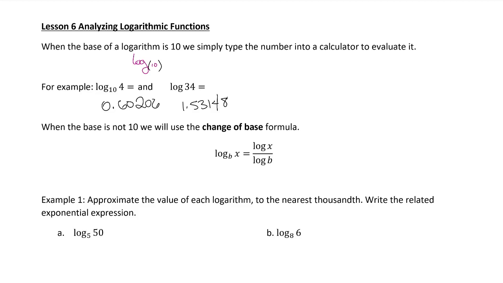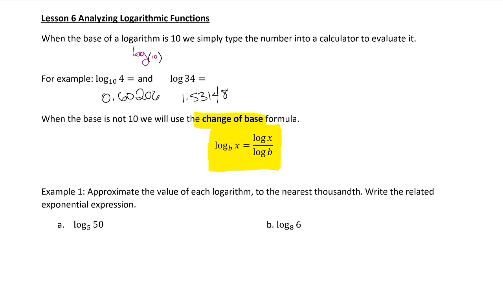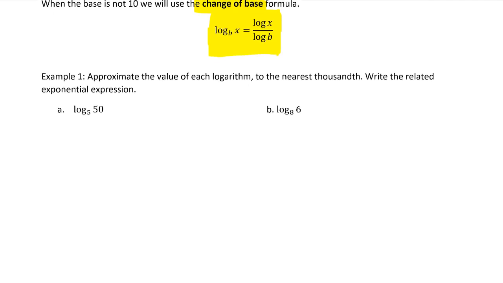Okay. When the base is not 10, we need to use a change of base formula, and that is what you're seeing right here. Change of base means that we take whatever the value was and we take the log of that divided by the log of the actual base that was written there previously. This lets us evaluate ones that we can't punch into our calculator. So we've got log of 50 divided by log of 5.